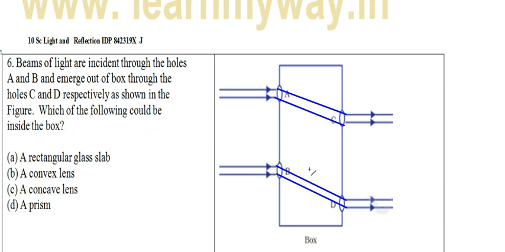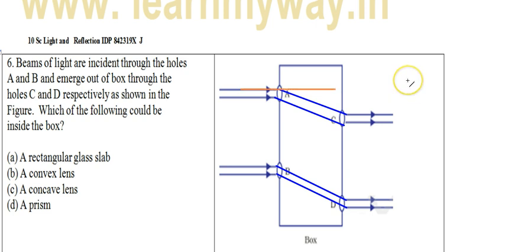So now what makes these rays bend? The four options given include a rectangular glass slab. Now if we consider that there's a rectangular glass slab inside, then rays of light, when they enter from the rarer medium, that is air outside, into this denser medium, that is glass, will bend towards the normal. So let's draw a normal over here, and this ray itself works as a normal also.